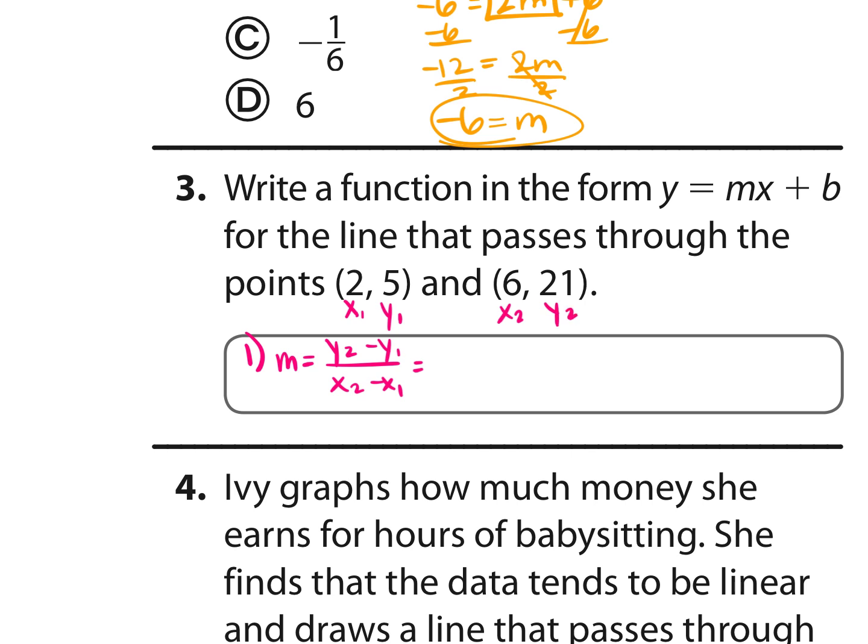So we have the first ordered pair, x sub 1, y sub 1, the second ordered pair, x sub 2, y sub 2. So y sub 2 is 21 minus y sub 1 is 5, over x sub 2 is 6 minus x sub 1 is 2. So we get 16 divided by 4, which equals 4. So we know what m is. Now to go to the side and look at finding b.